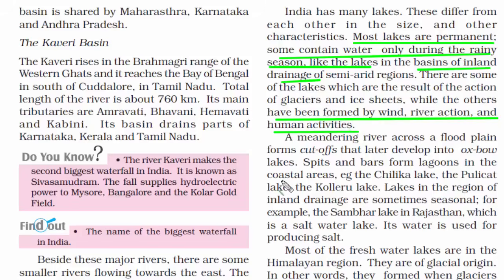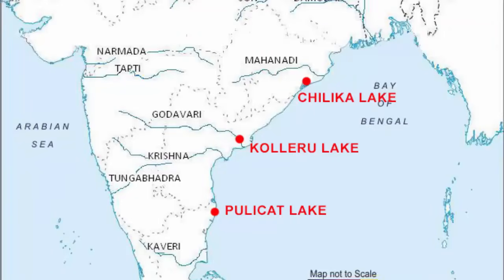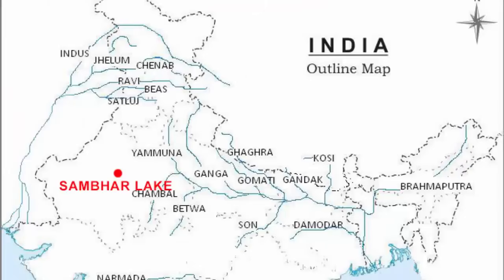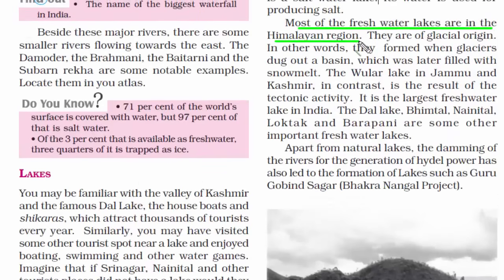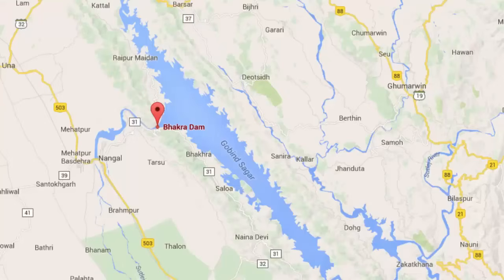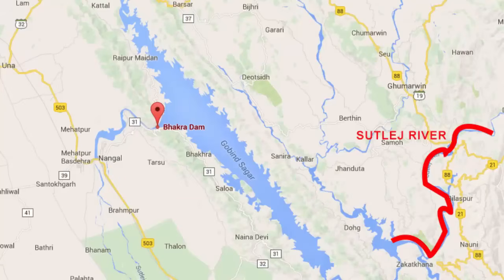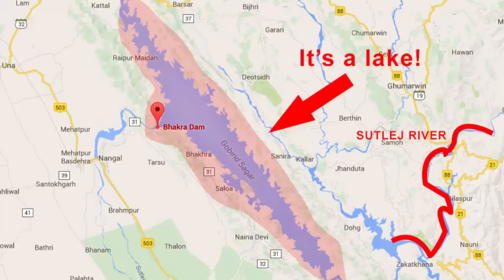Some of the coastal lakes are Chilika Lake, Pulikat Lake, Koleru Lake, and there is another famous lake called the Sambar Lake in Rajasthan. It is a saltwater lake. Most of the freshwater lakes are in the Himalayan because there the glacier melts and the glacier water is very pure and fresh. And then there are some lakes which are created due to the formation of a dam. For example, the Bhakra Nangal Dam, which has been created on river Satluj. This dam generates hydel power, and due to this a new lake was born, which is called Guru Gobind Sagar.